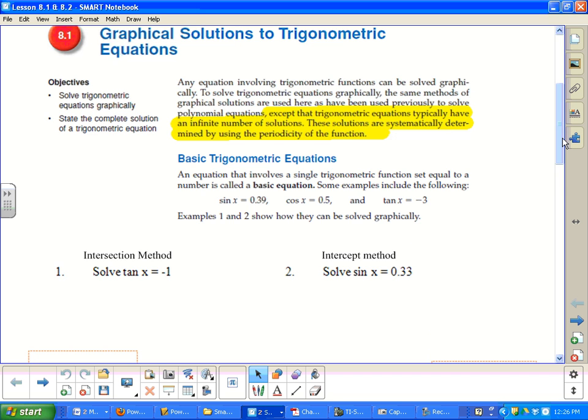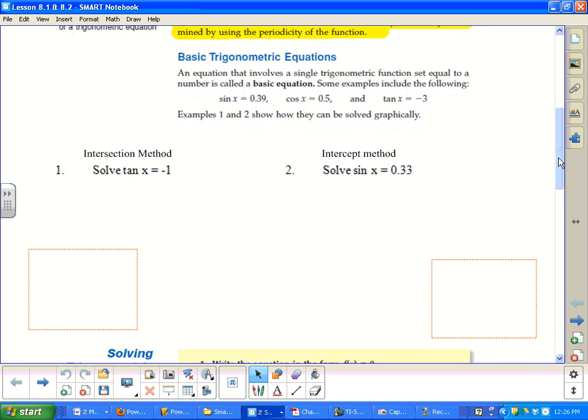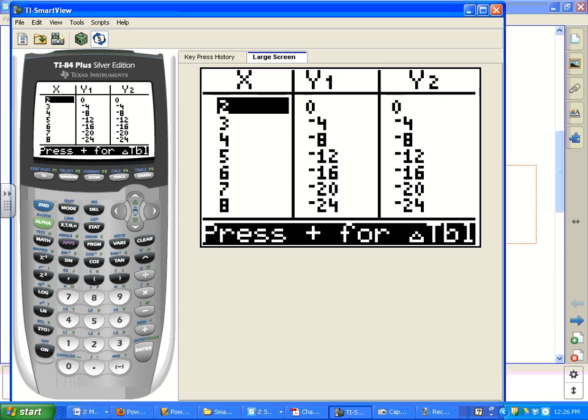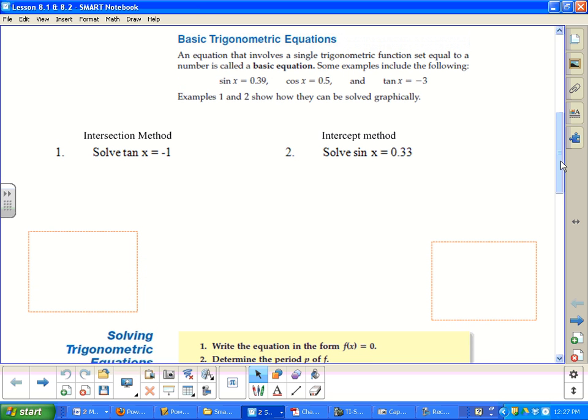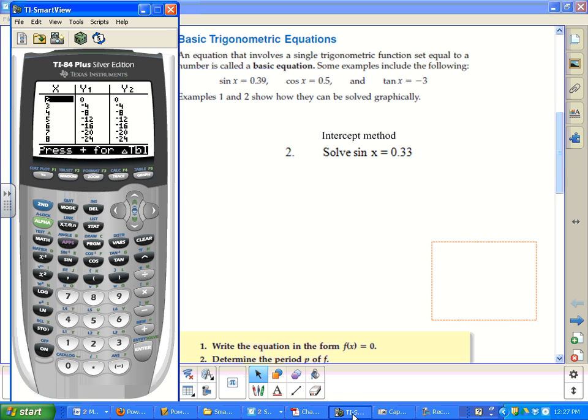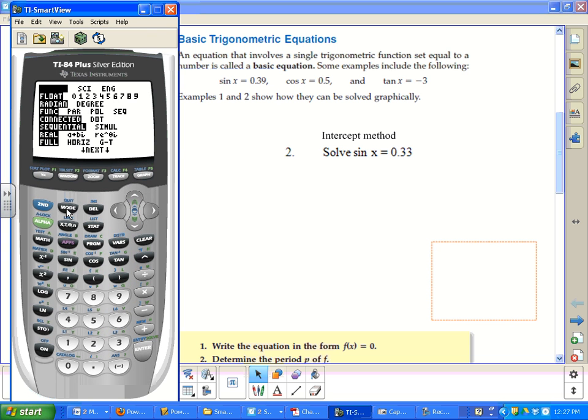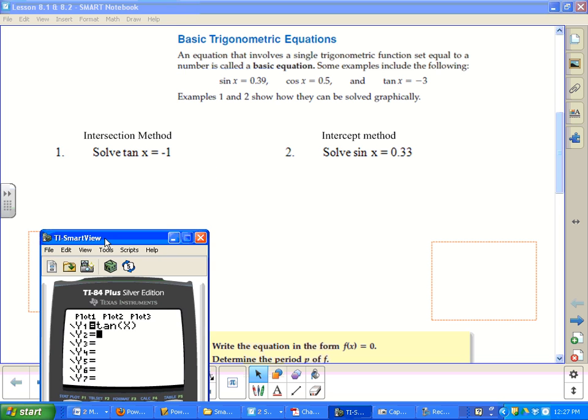All right, so here are some basic trig equations that we're going to solve. First one, number 1, we're going to solve using the intersection method. So put tangent of x in y1 and -1 in y2. Anybody know what mode we should be in? You should be in radians. Now is where it gets really tricky with your calculator. You always need to make sure you're in the correct mode when you're doing these. So make sure you're in radians. Tangent of x and -1.